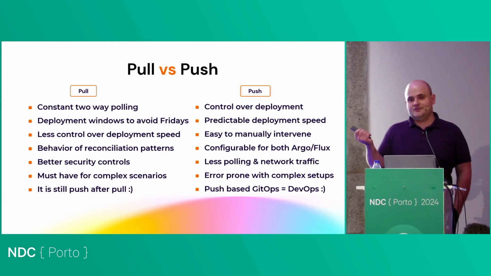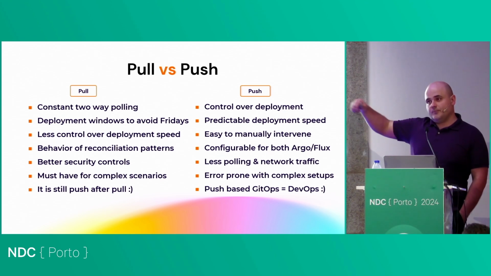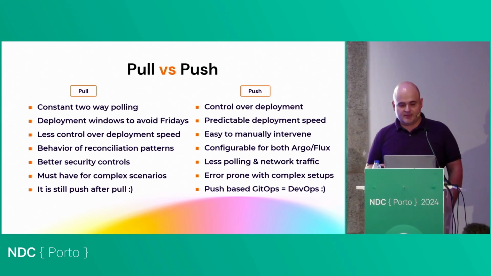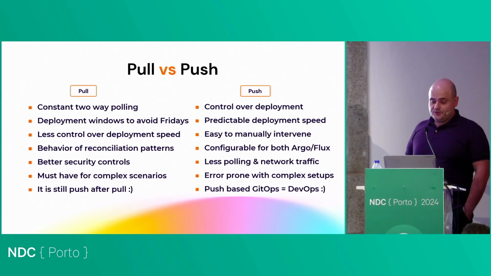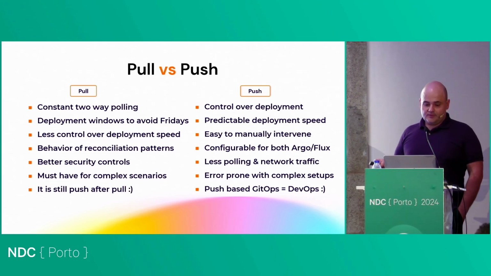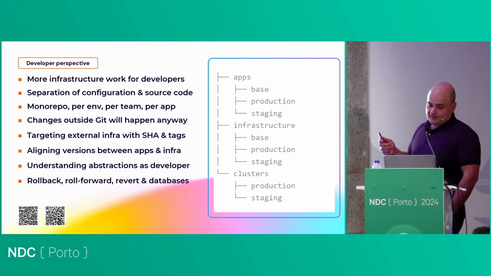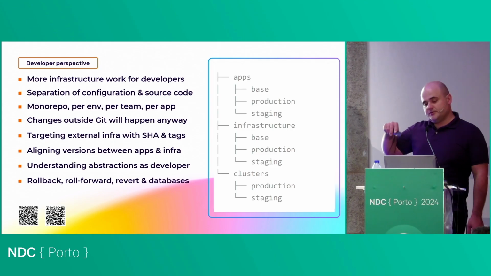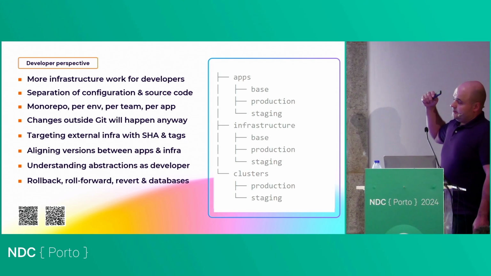And do you need Argo CD or Flux if you're using push? Maybe if you have complex setups, but otherwise it's not that needed and it can be complicated. And with push, yeah, you have the ability to do a lot of manual stuff, but we will get to this. So, the developer perspective. GitOps is really good for developers because it allows them to write infrastructure and actually understand what is going on with the application in Kubernetes.